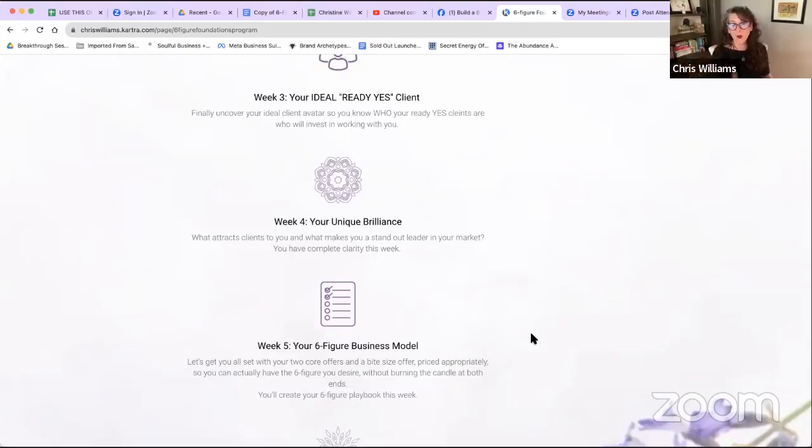And one of the ways that we're going to do that is with a special bonus that I give everybody inside of Six Figure Foundations. It's called Branding with Archetypes. And it is a quiz that you're going to get to take so that you uncover what are your top 2 branding archetypes. And it is going to tell you the words to use that are going to attract your ideal client.